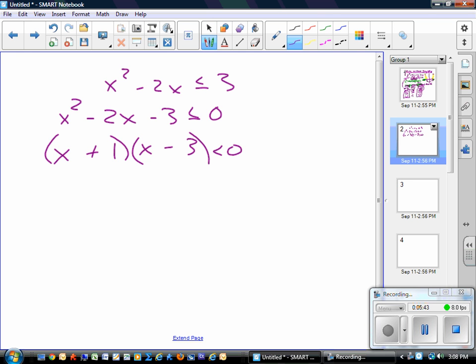I can use, again, my graph as an aid, which I'll do just to get started with. So if I use my graph as an aid, I know I have a critical number at 3 and at negative 1. And I know this has an a term that's positive. So again, my graph rises. Now I want to know in this case, where are my y values less than 0? Well, clearly we can see less than 0 is under the x-axis. So that's in this region here.